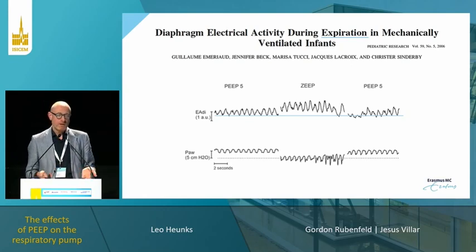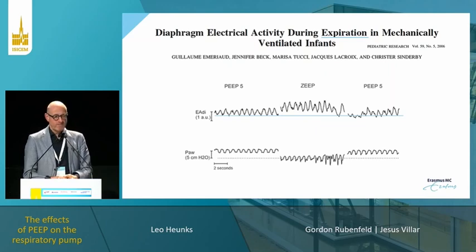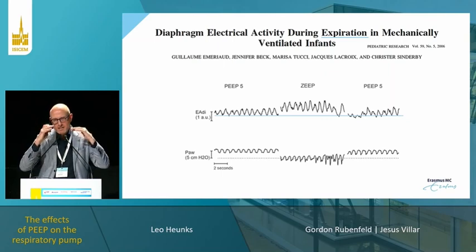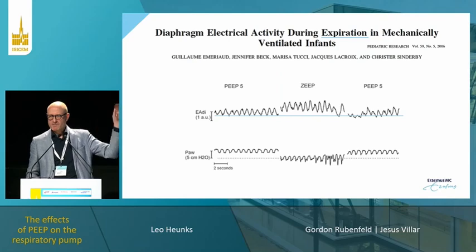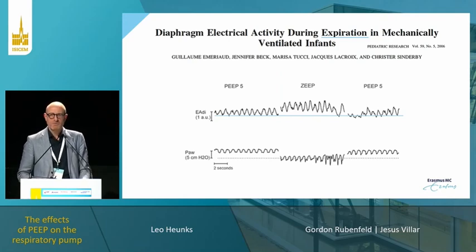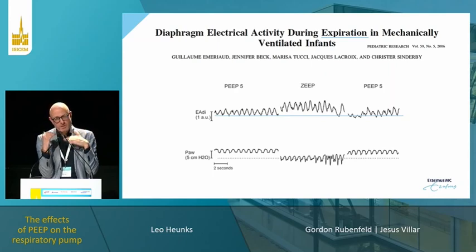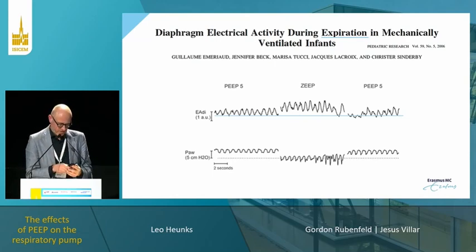Below, you'll see the airway pressure, and in the upper signal, you will see electrical activity of the diaphragm. So when PEEP is released, expiratory diaphragm activity actually increases. And it's very well known. A pediatric intensivist will recognize that the diaphragm develops a tonic activity when PEEP is released. It looks like the diaphragm tries to recruit the lung.